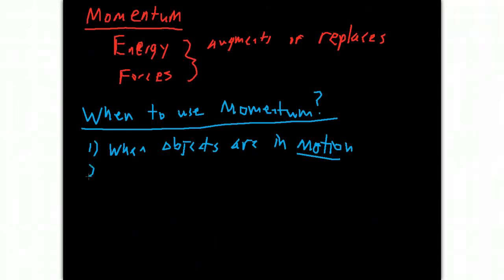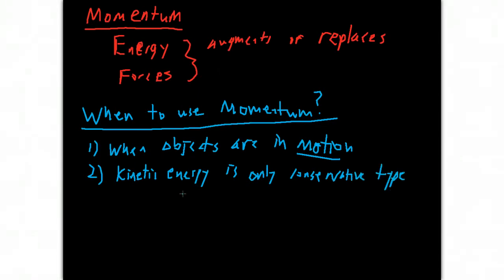Another thing, though, is that if there are other energy types, then it's not normally a good idea. So when kinetic energy is really the only conservative type. What I mean is that it normally doesn't pay to use momentum as your primary tool if there are things like gravitational potential energy or spring potential energy. We don't really use momentum in those cases. At least we can't use momentum by itself.